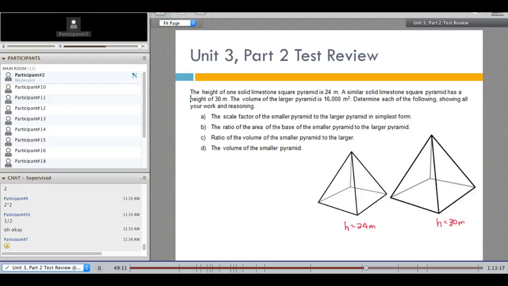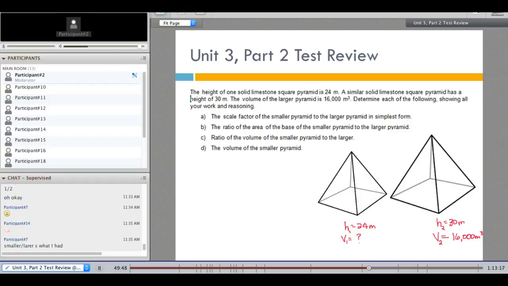And that gave us the volume of the larger pyramid was 16,000 meters cubed. And the volume here, we didn't know, question mark. Okay, and it didn't have it labeled, like which one are we going to call figure 1 and figure 2. So we just labeled this first one number 1, I think, right? And then the larger one we called number 2.